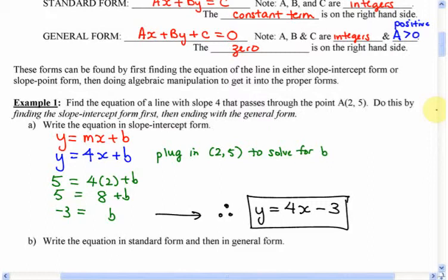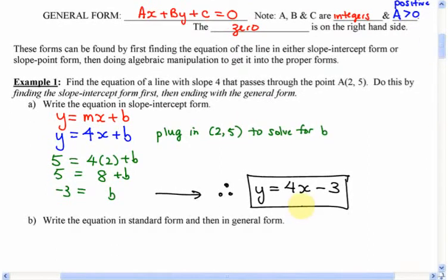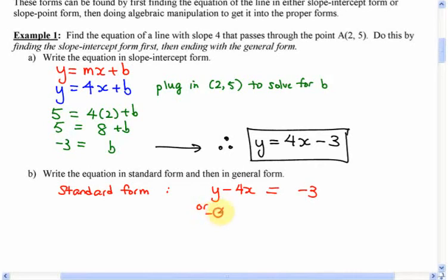Here's the new stuff for today. I'd like you to take this slope-intercept form and write it in standard form and then in general form. So let's do standard form first. Standard form means you need to have all the variables on the left-hand side. So that just means that I should keep the -3 on the right-hand side, and I'll move the 4x to the left-hand side. So y minus 4x equals -3. Sometimes the math people like putting things in order. So -4x plus y equals -3.